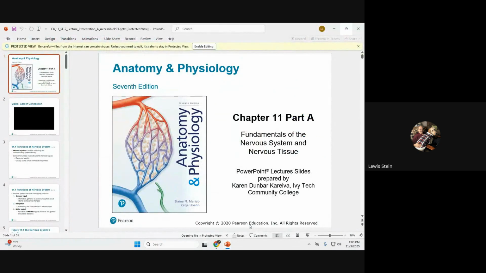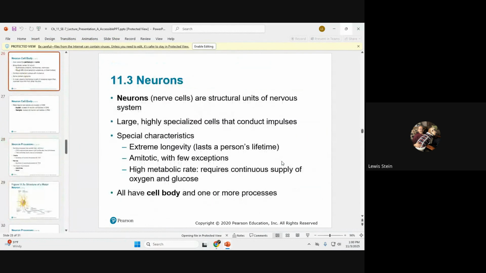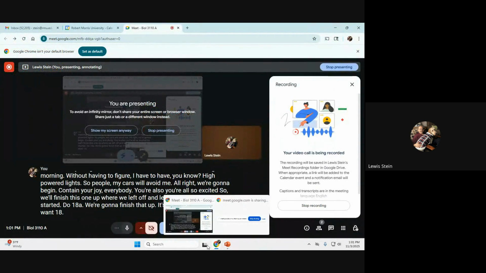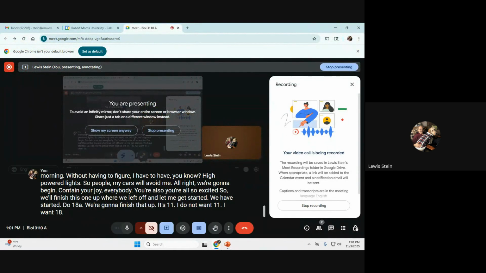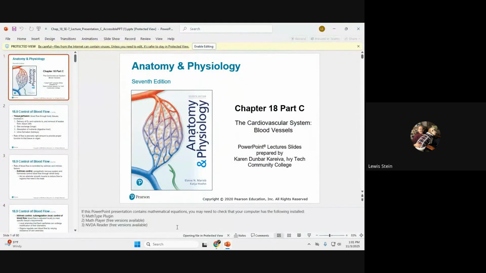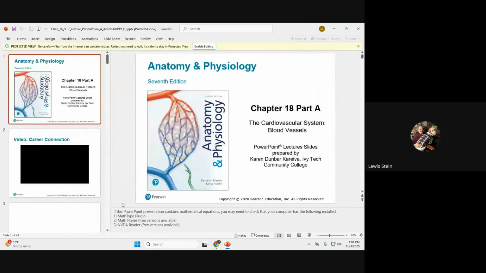Do 18A. We're going to finish that up. That's 11. I do not want 11. I want 18. It's the Betsy. That's correct. I want 18A. Where did I put it? 18A. There we are. Sorry.